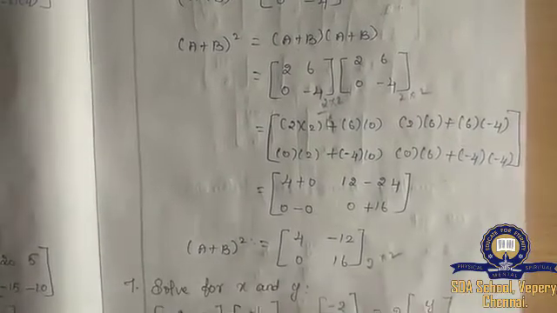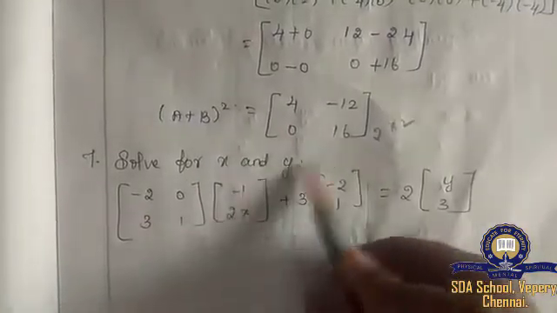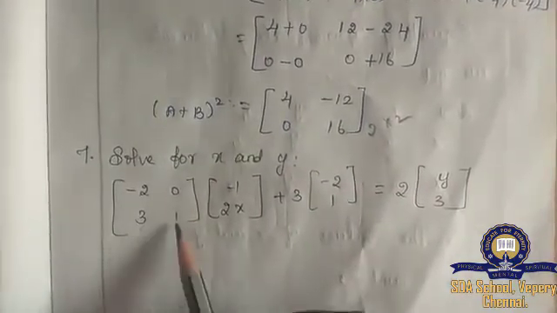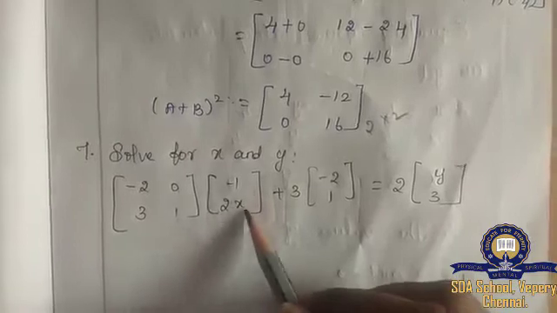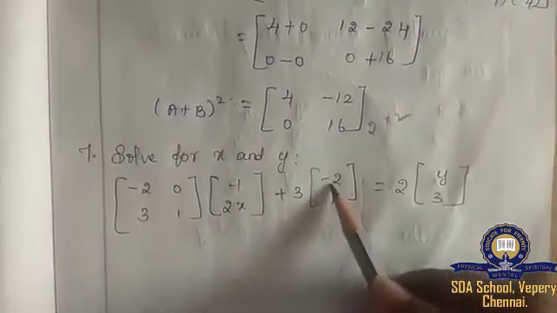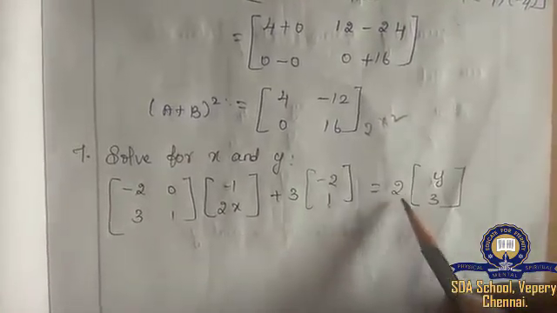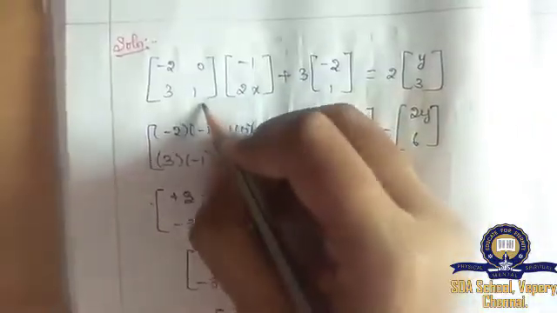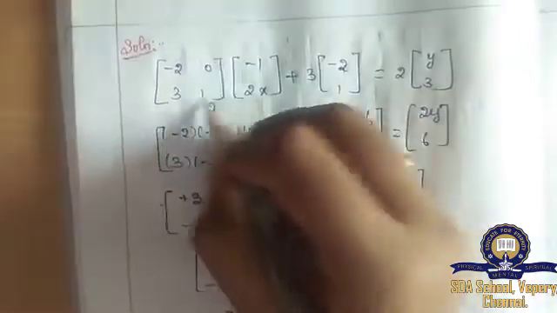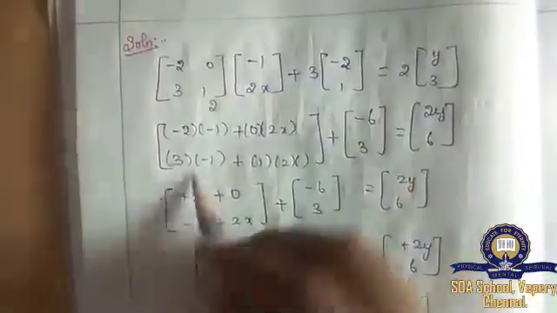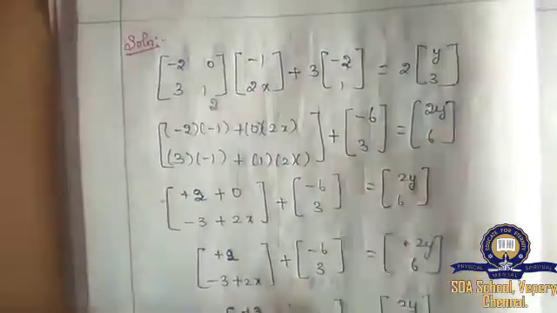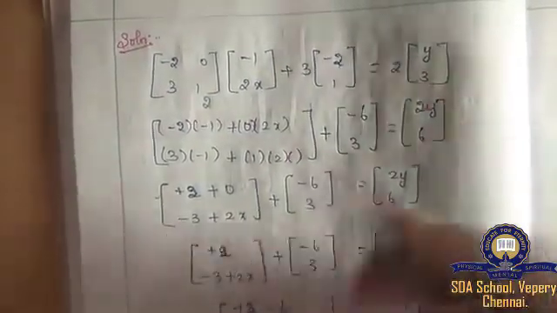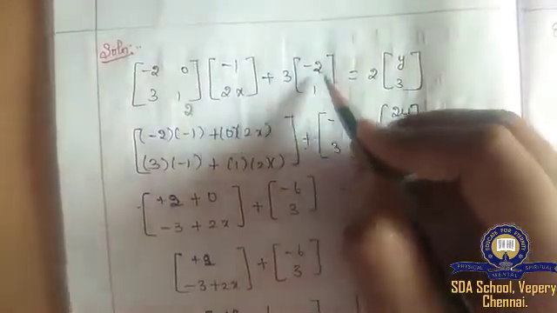Let's move on to the seventh problem. Solve for x and y. Here the matrix is [-2, 0; 3, 1] and [-1, 2x+3] into [-2, 1] is equal to 2 into [y, 3]. Here the same procedure. First I want to multiply these two matrices. What will happen? If you multiply these two matrices, your answer will be minus 2 plus 0, minus 3 plus 2x. So here 3 into minus 2 and 1, right?